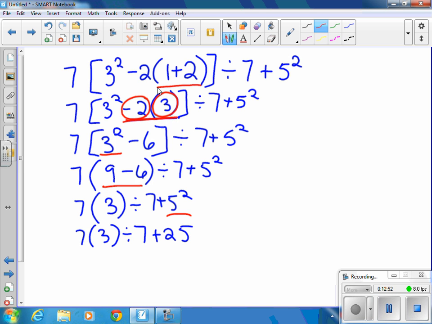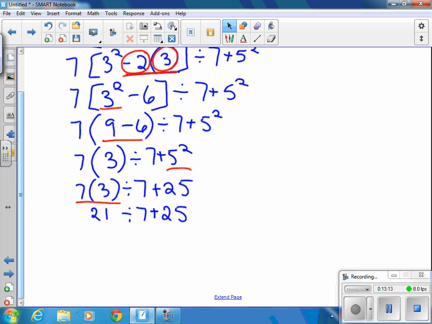Please excuse my dear. Remember, multiply, divide, go together at the same time. I just am going to work my way left to right. So I have 3 times 7. That's going to give me 21. So I have 21 divided by 7 plus 25. And now I'm going to do, again, my division here. 21 divided by 7 gives me 3, because 3 times 7 is 21, plus 25.